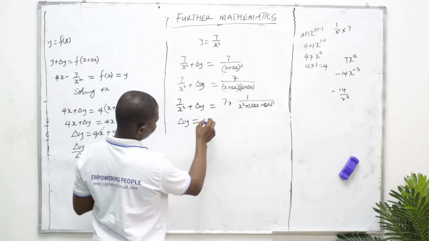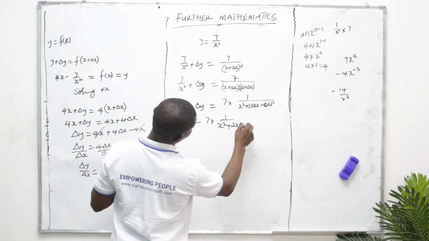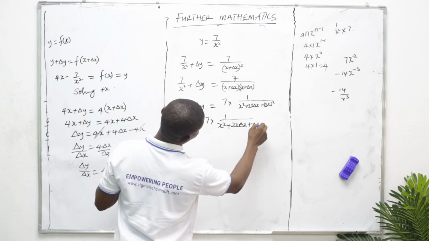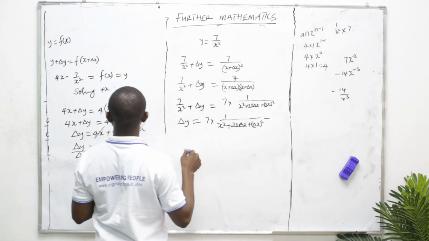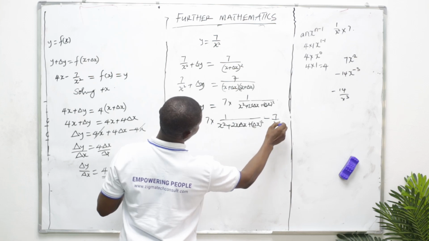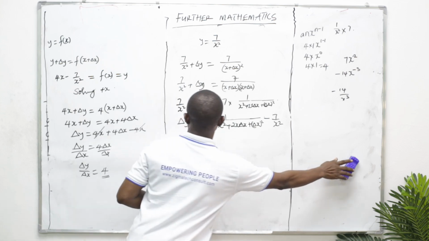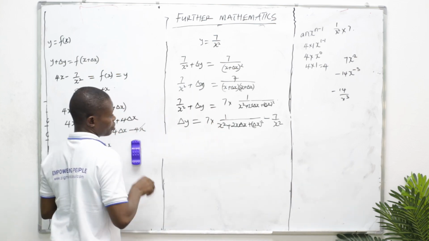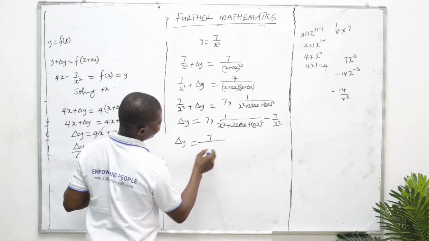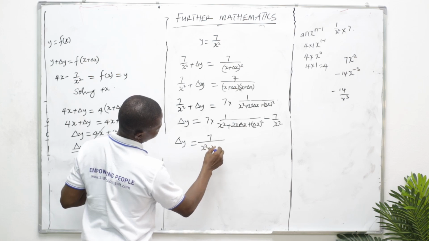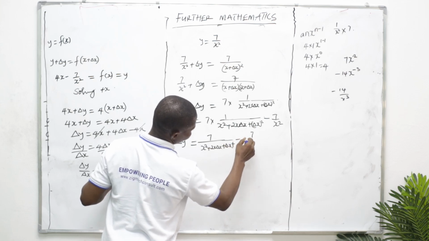Changing y to s plus changing s all squared, minus 7 over s squared. Now our LCM, good. This is changing y, now equals 7 all over s squared plus 2s changing s plus changing s all squared, minus 7 all over s squared.